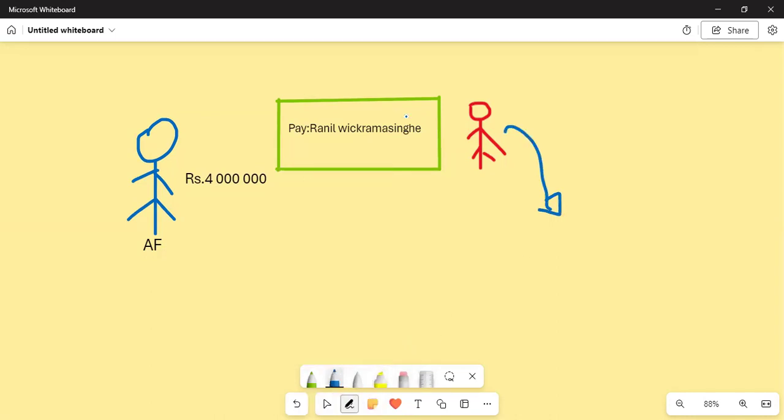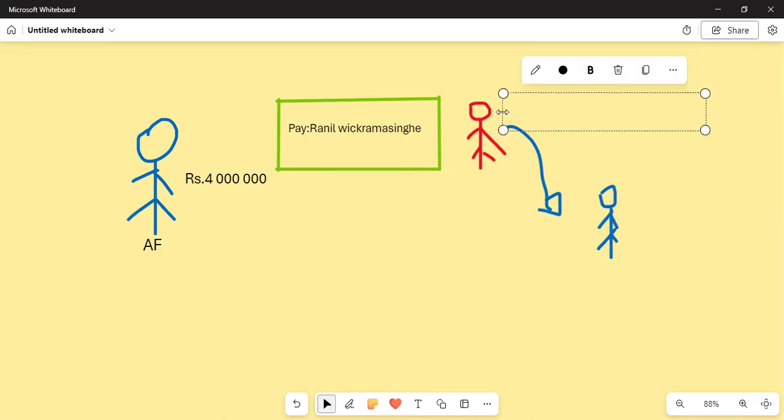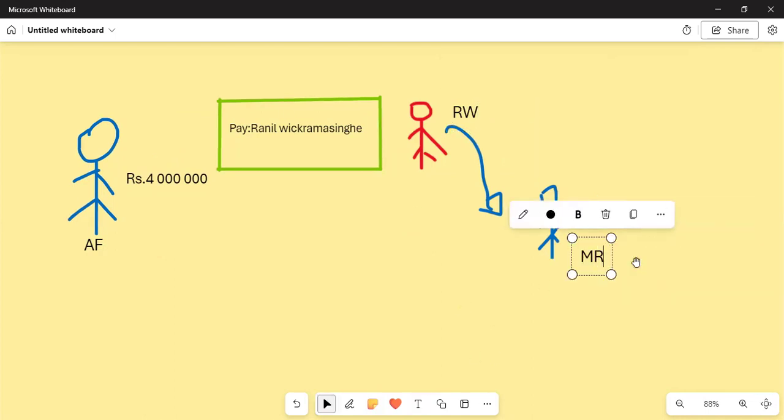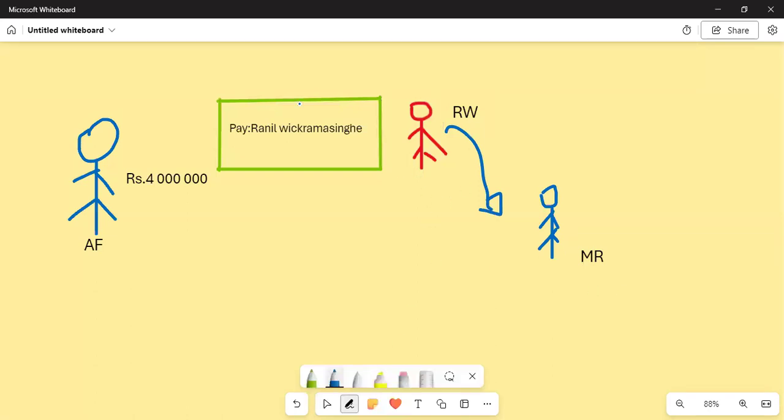Now Ranil Wickramasinghe got a check from me, and he wants to pay that amount, 4 million, to Mahinda Rajapaksa. This is our Ranil Wickramasinghe, and this is our MR, Mahinda Rajapaksa. So what can Ranil Wickramasinghe do? He can hand over this check to Mahinda Rajapaksa. But one option: before handing over the check, he has to endorse the check.